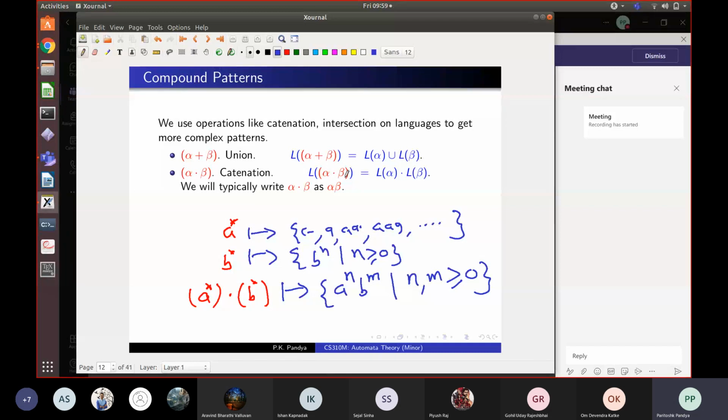So you know what is catenation. Any confusion so far? Okay, there are no questions, and this is a simple idea.